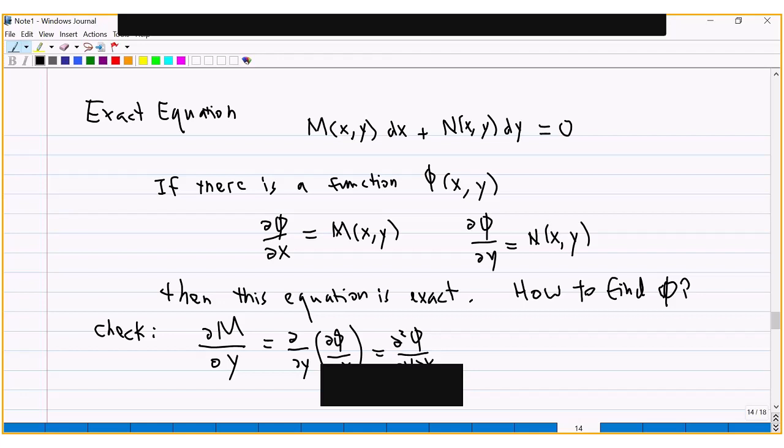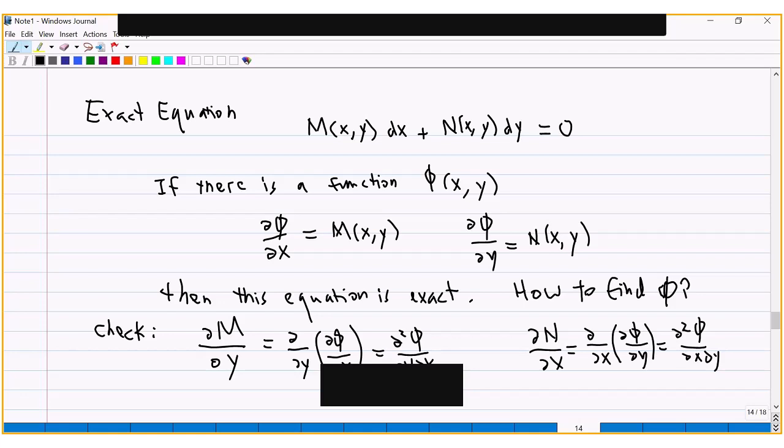Whereas, how do you check the other one? Let's say if I differentiate N with respect to x now, so this is actually differentiating with respect to x of y 2 times. This is equal to differentiating the function with respect to y, and we know that these two are equal.